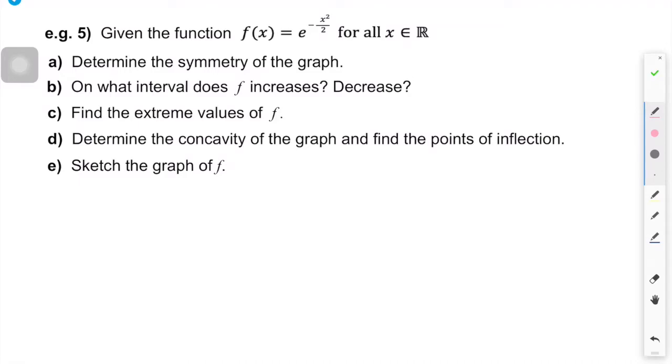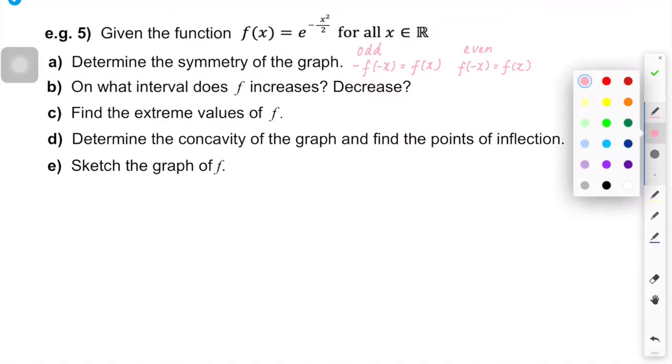If you recall the definition of these types of functions, an odd function has rotational symmetry, meaning that negative of f of negative x is equal to f of x. And then if a function is even, then we have f of negative x equal to f of x. So let's apply this to our function here.